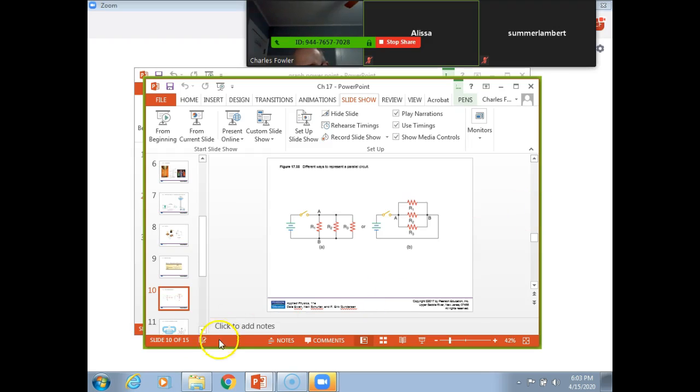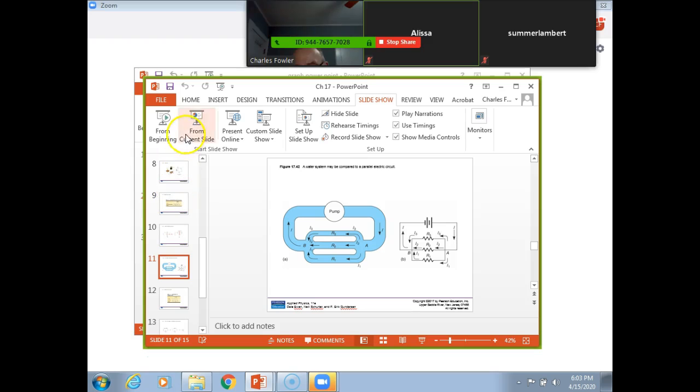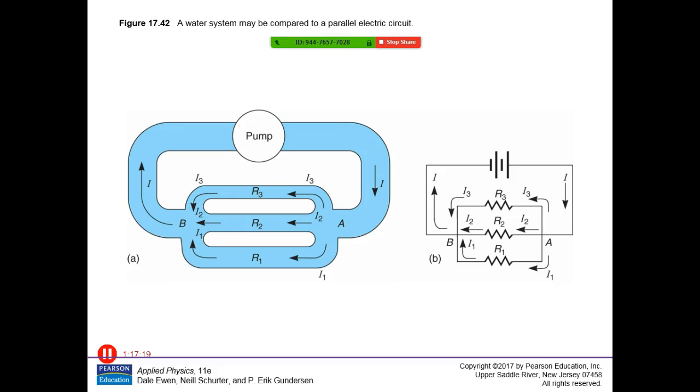The next slide down, we'll go from current slide. And this, hopefully, will give you a general idea of what we're talking about. The pump is like the battery. Remember, we did a water analogy before. The pump is like a battery. That's what gives the energy to the water. The current is like the flow of the water. Well, current is flow of charge, charge per unit time. That's like the flow of the water.